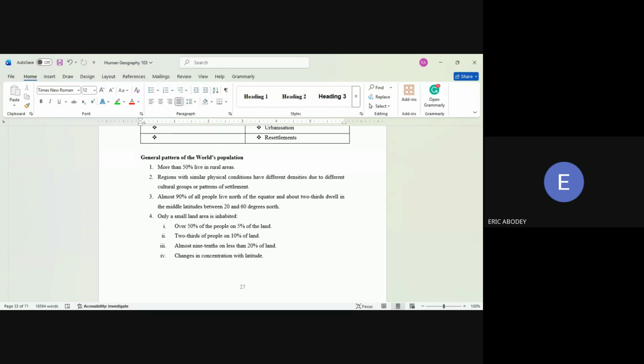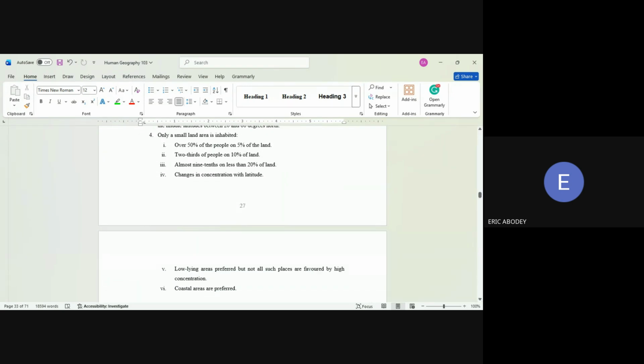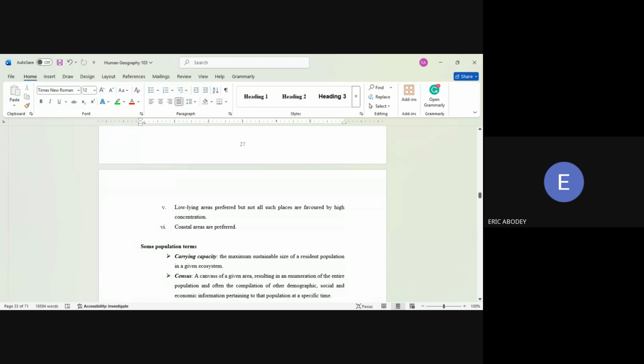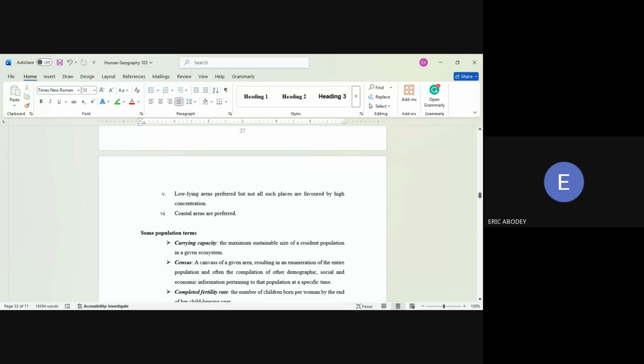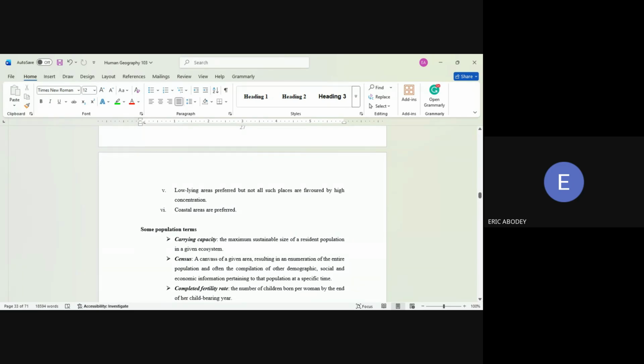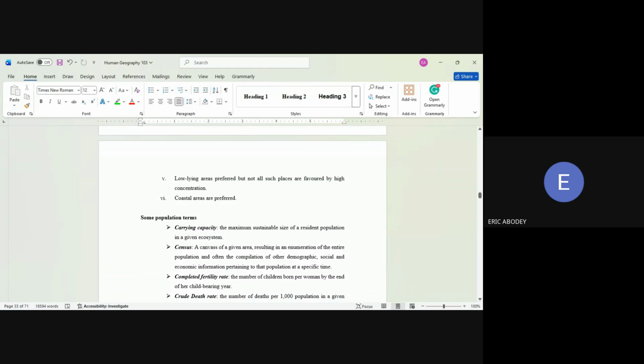Only a small land area is inhabited. Over 50% of the people live on 5% of land, 2/3 of the people on 10% of land, almost 9/10 on less than 20% of the land, and there are changes in concentration in the latitude. Low-lying areas are preferred, but not all such places are favored by high concentration. And then coastal areas are also preferred.